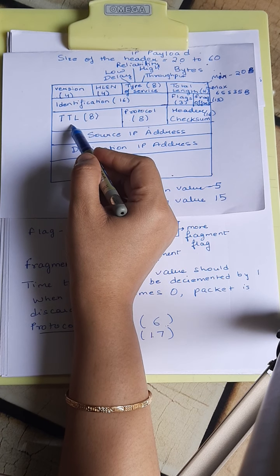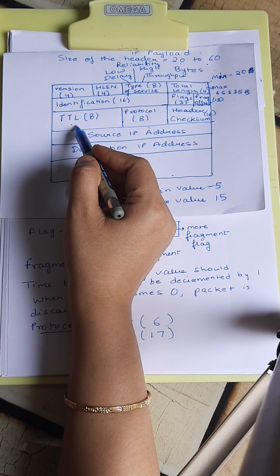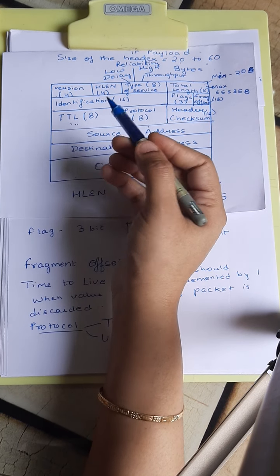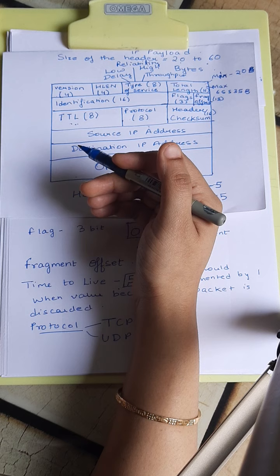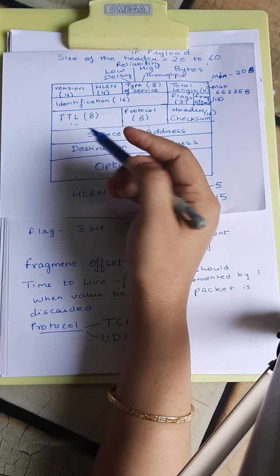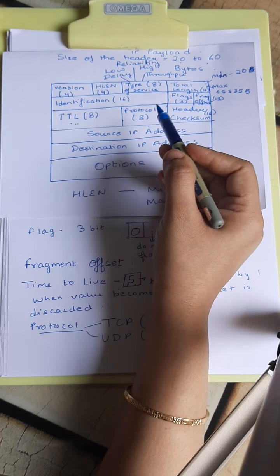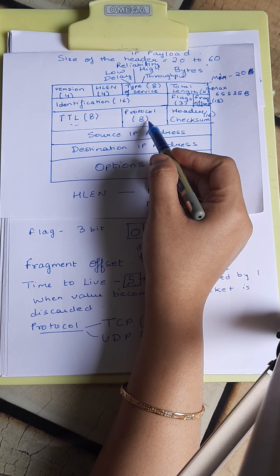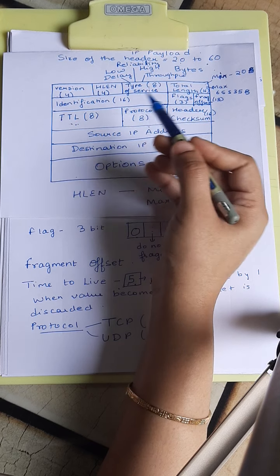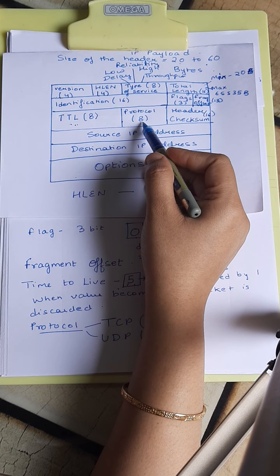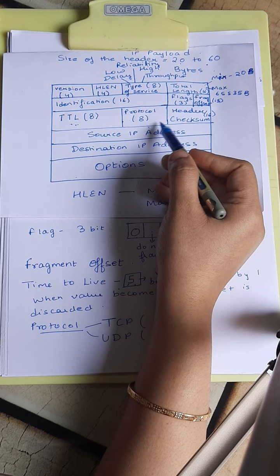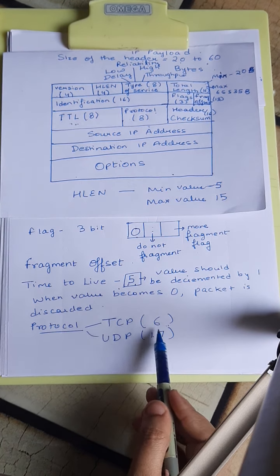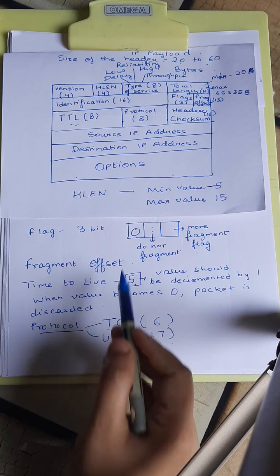Next is time to live. This field is like a counter. We set some counter value and we decrement it every time it reaches the next router. So when the value becomes 0, the packet is discarded. Then next is protocol, which protocol you are using as the next level protocol in the destination host, whether it is TCP, UDP or some other protocol, that we need to specify here. Each protocol has some number, like TCP is 6, UDP is 17.